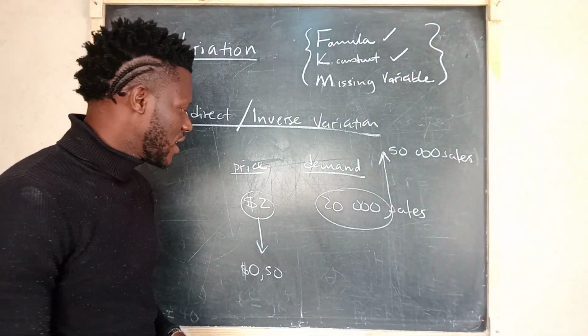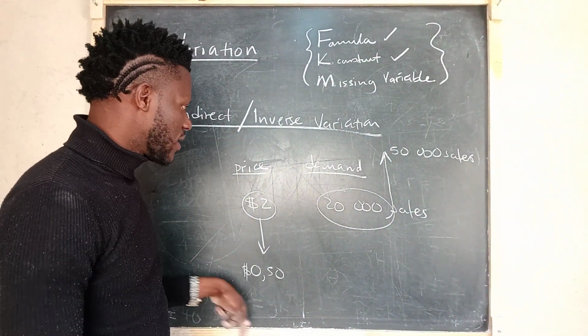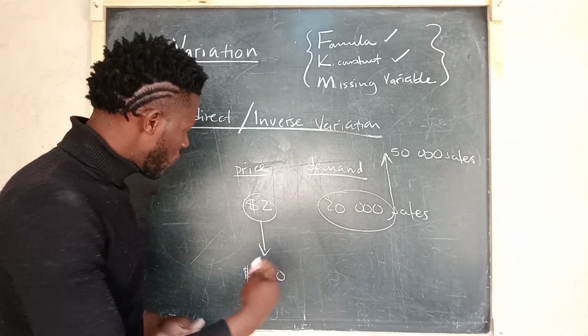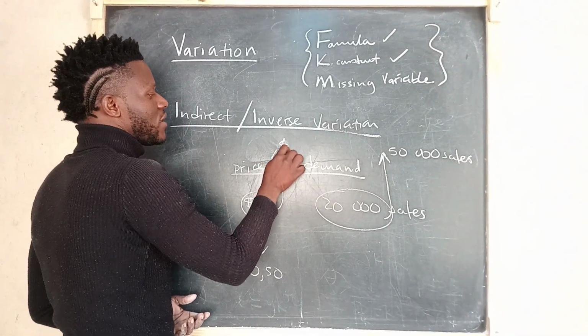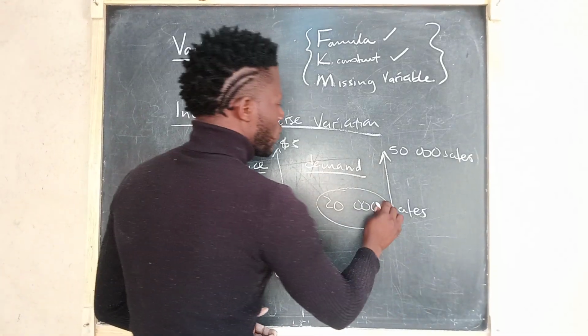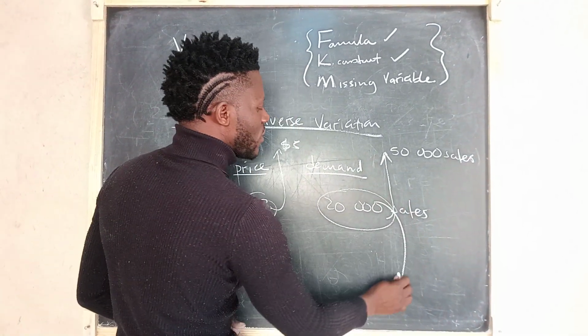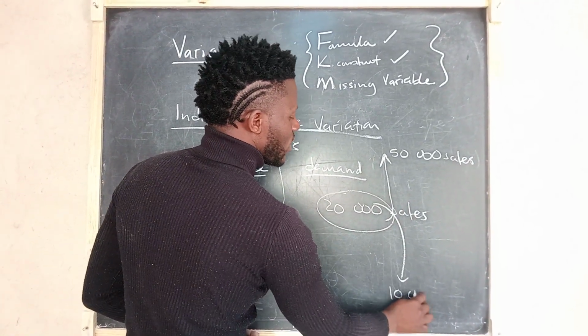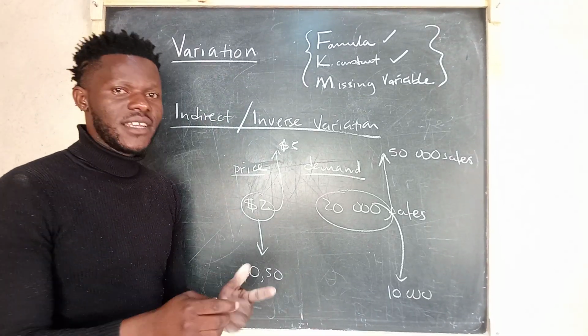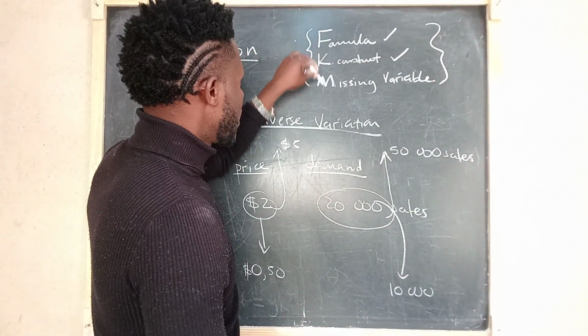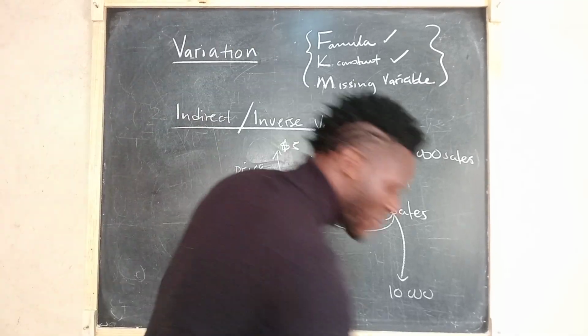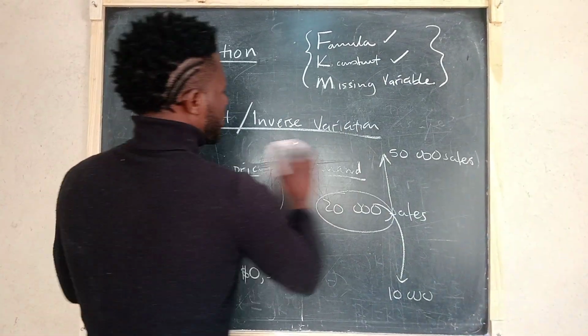That's inverse variation. When one variable decreases, the other will increase. If you are to increase the price, probably to a $5 packet, the demand will fall from 20,000 to probably 10,000 sales. That's inverse variation. But the calculation still remains FKM: formula, constant variable, and missing variable.